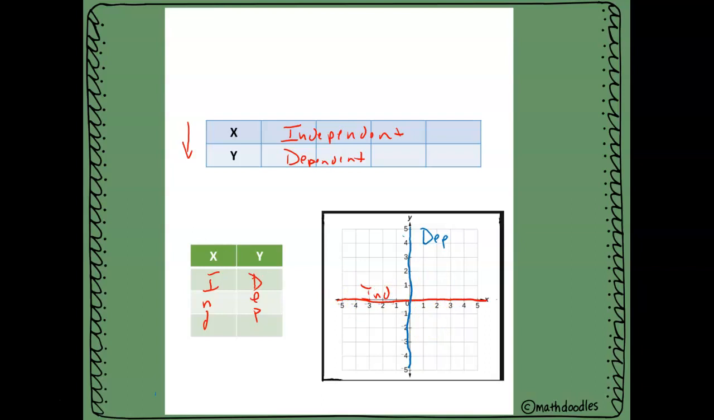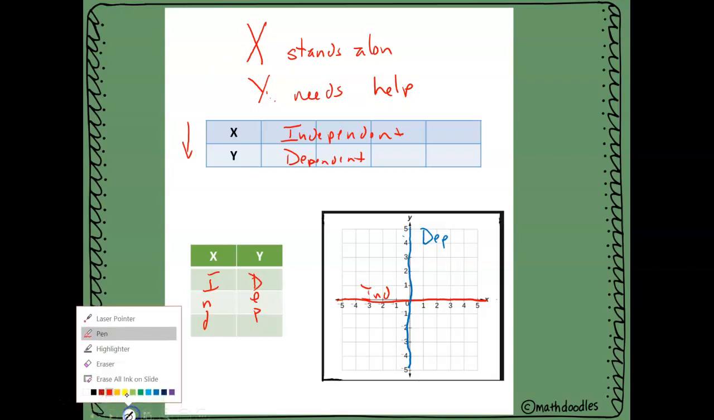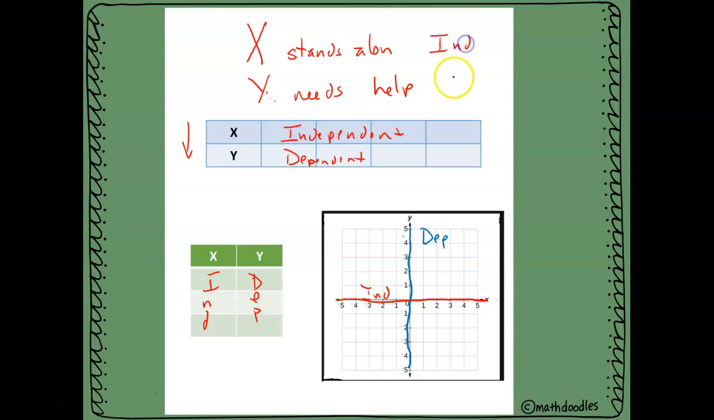Now, here's another thing that I'd like to tell my students. In order to remember which one is which, X can stand by itself. And Y needs some help. Because X already has 2 feet and Y only has 1. So Y would fall over without X's help. Which is another way of saying that X is independent. X is independent and Y is dependent.